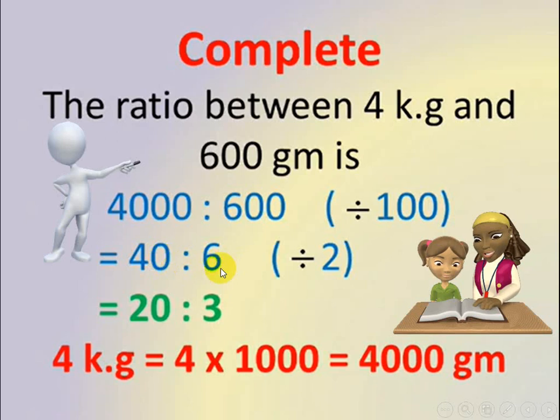40 to 6 aren't in the simplest form, so they are divisible by 2. I'll write divided by 2. 40 divided by 2 equals 20. 6 divided by 2 equals 3. 20 and 3 are in the simplest form. So the ratio in the simplest form is 20 to 3.